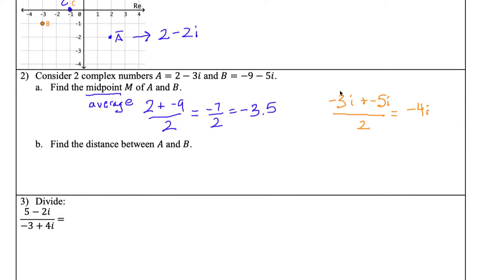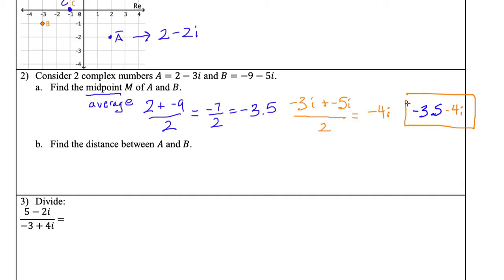Move this over. So our final answer, I will write it out here, is -3.5 minus 4i. All right, and then find the distance between A and B.